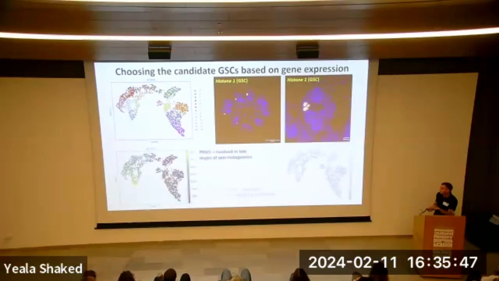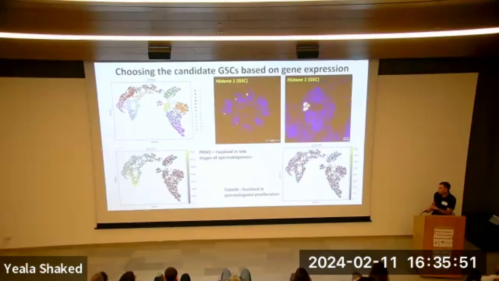We can also use this technique to see the different expression of specific genes on the cells in the plot. If we take, for example, the protamine 1 gene, this is a gene involved in late stages of spermatogenesis, like sperm and spermatid. We can see that it is highly expressed in this area of the plot. So we know the germline stem cell will not be here. We should focus on this area.